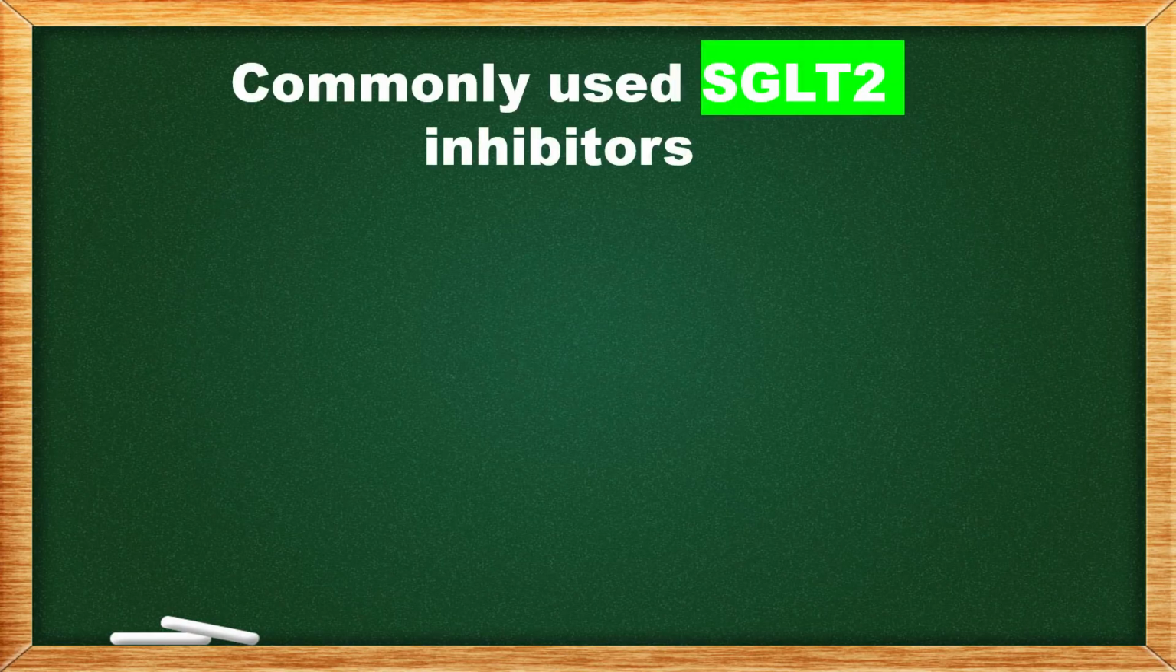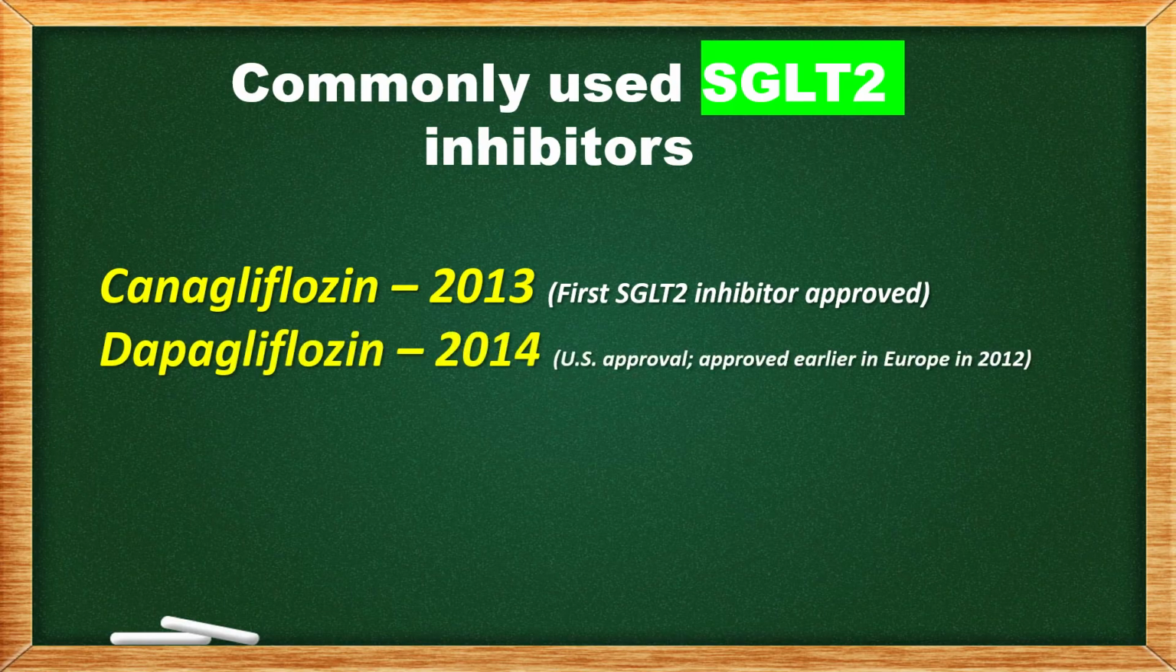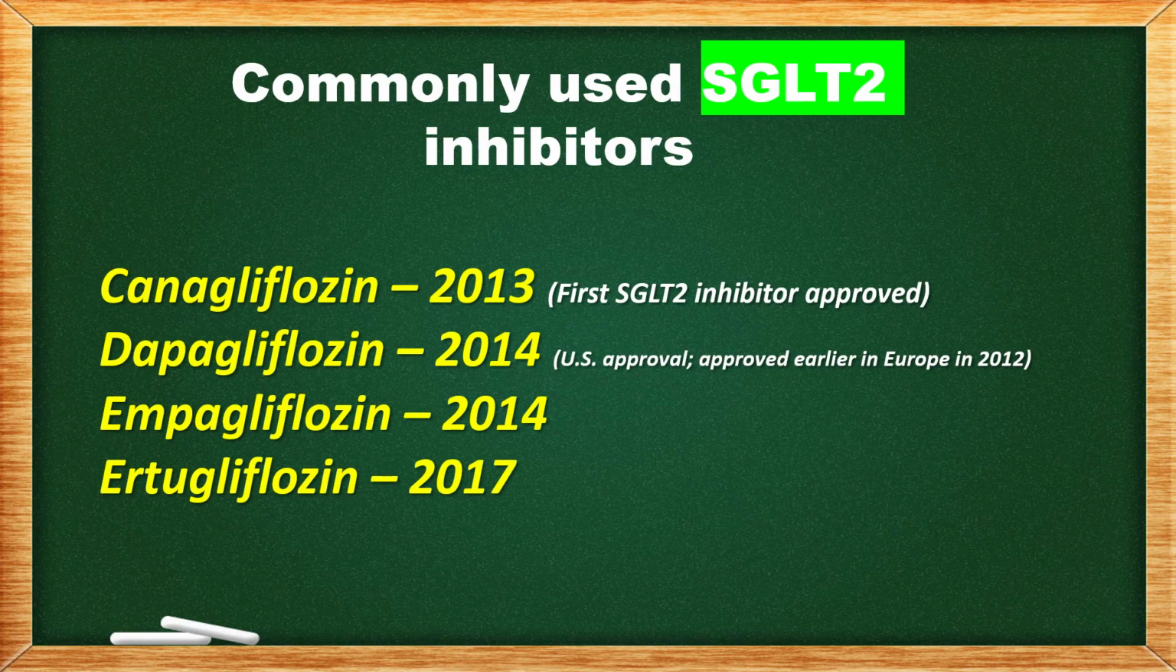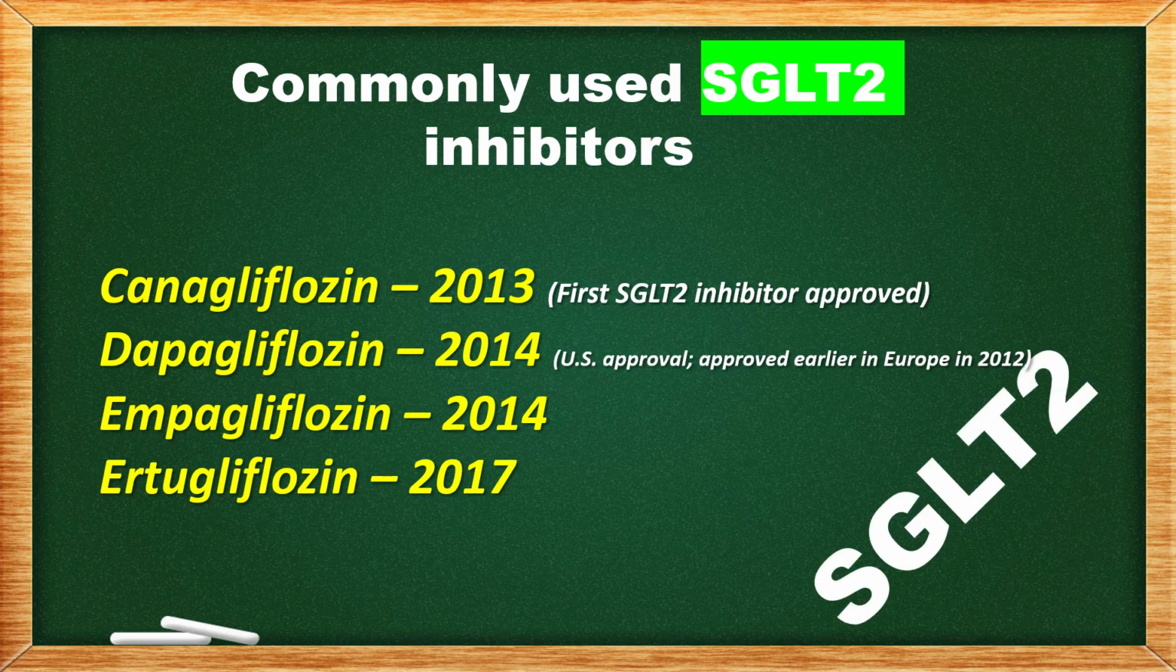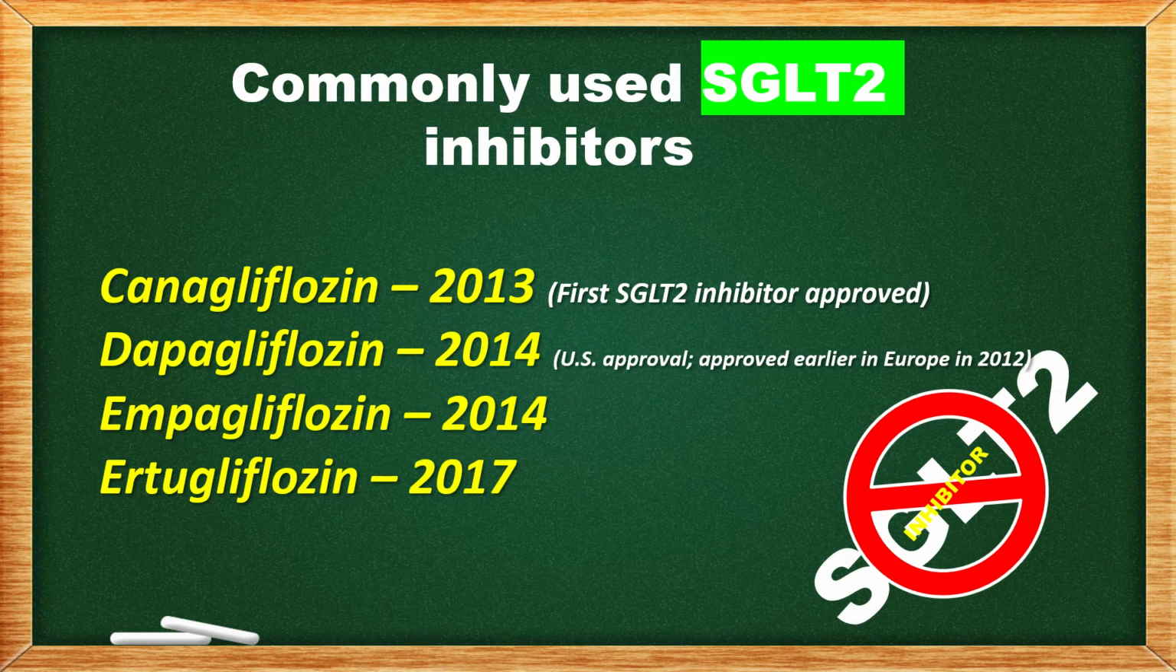Today, we'll explore the mechanism of action of SGLT2 inhibitors. First, let's look at the commonly used drugs in this class: empagliflozin, dapagliflozin, canagliflozin, and ertugliflozin. Although they have different names, they all work by blocking the SGLT2 protein in the kidneys to deliver important clinical benefits.